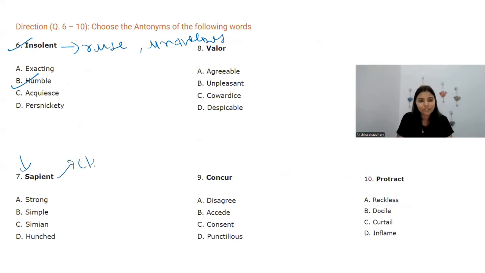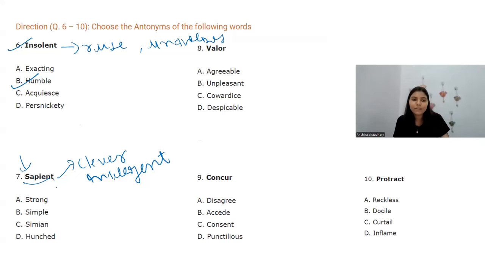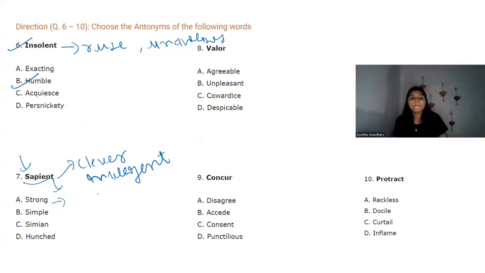Sapient. Sapient means clever, who is intelligent, who is brilliant, right? Here basically we are talking about wisdom, not knowledge. So the antonym of this will be a very simple person or an ordinary person, right? A basic IQ, or who is strong. Strong is related to physical appearance, but here we are talking about mental state, so it cannot be the answer. Simple, yes, simple can be the answer, but let's check further as well.